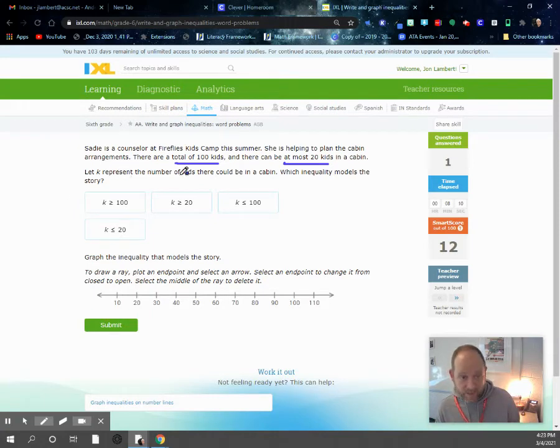So it says let K represent the number of kids that could be in a cabin. Okay, so we want the kids that there could be in a cabin. Now we know there's a total of 100 kids, but this is what we want, 20 kids at most in a cabin. So we have at most 20 kids. So the K is the number of the kids in the cabin, and we can have at the most 20. So that means we could have 20 or we could have less.